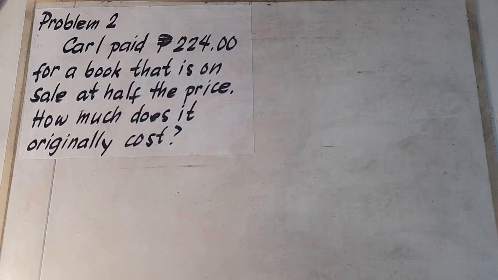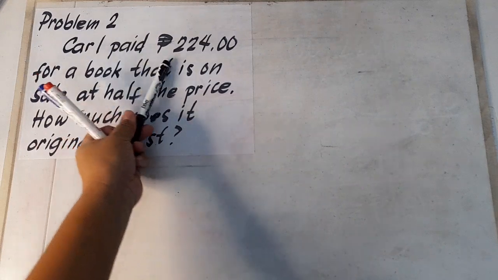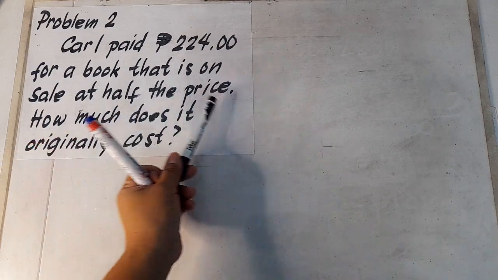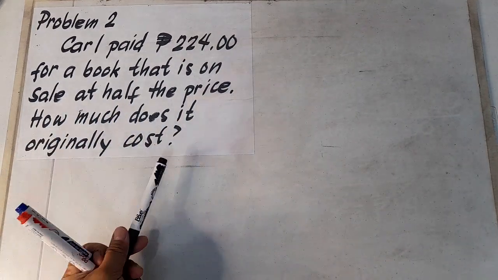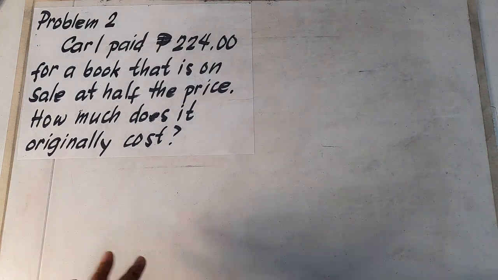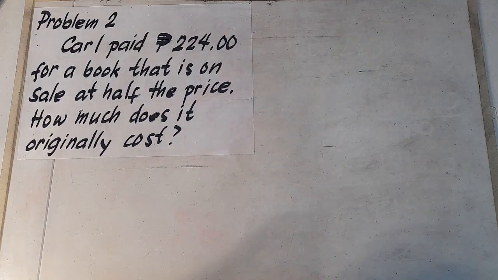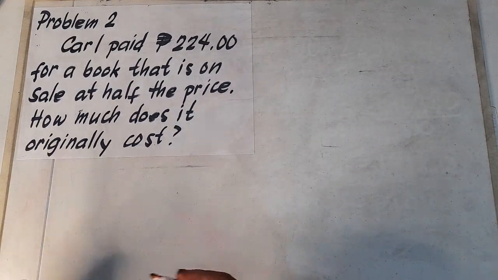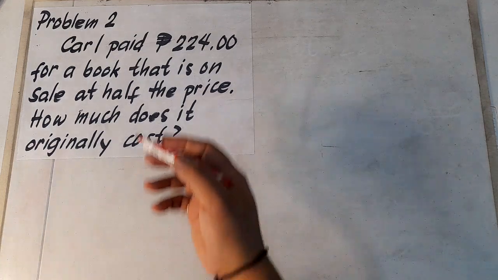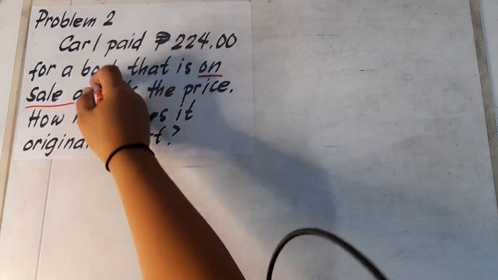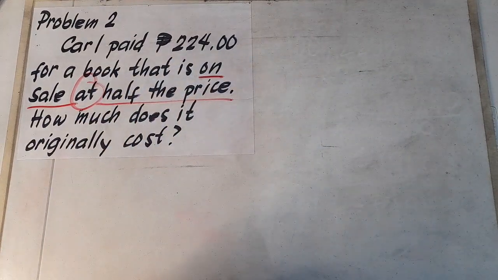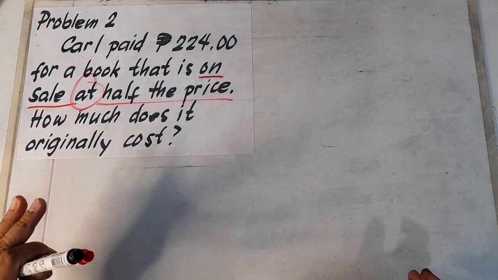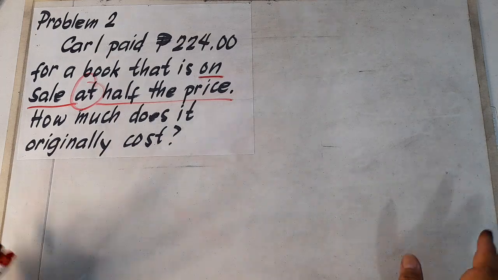Our second problem says, Carl paid 224 pesos for a book that is on sale at half the price. How much does it originally cost? Okay? So, again, this is a discount problem. Bakit siya discount problem? Kasi, hindi man natin nakita dyan na may discount siya directly. Ang nakalagay kasi dyan, it's on sale at half the price. Okay? So, ibig sabihin, ibinibenta ngayon yung libro at a lower price. So, it's a discount problem.